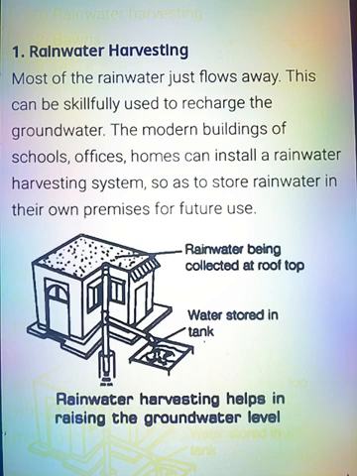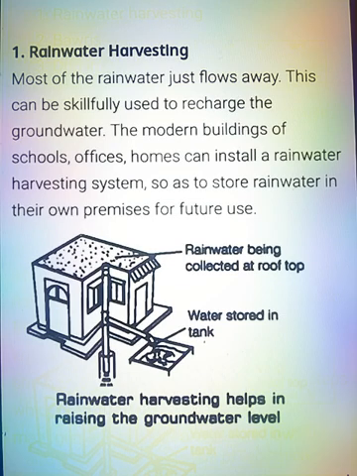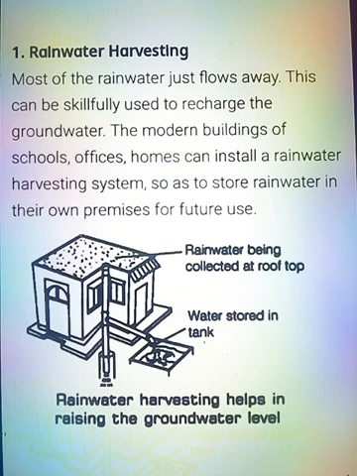Rainwater harvesting. Most of the rainwater just flows away. This can be skillfully used to recharge the groundwater. The modern buildings of schools, offices and homes can install a rainwater harvesting system so as to store rainwater in their own premises for future use.